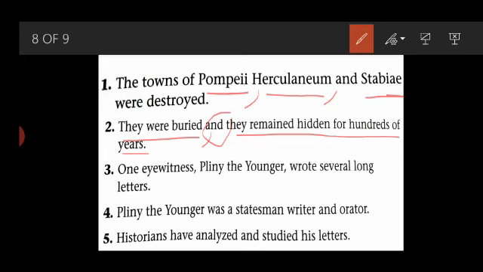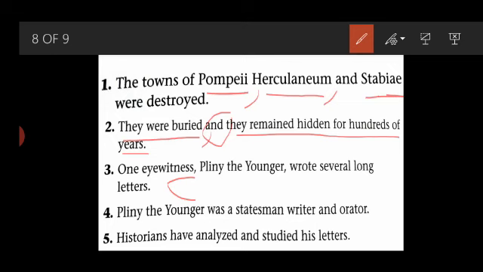One eyewitness, Pliny the Younger, wrote several long letters. Do you have here any independent clause or coordinating conjunction? No. Do you have more than an item or repetition of items to use a comma among them? No. So of course this one will be a correct one.